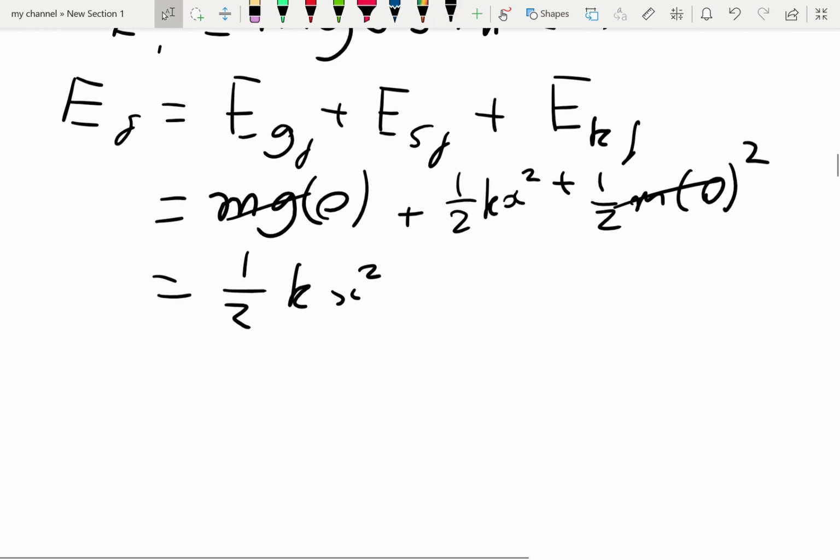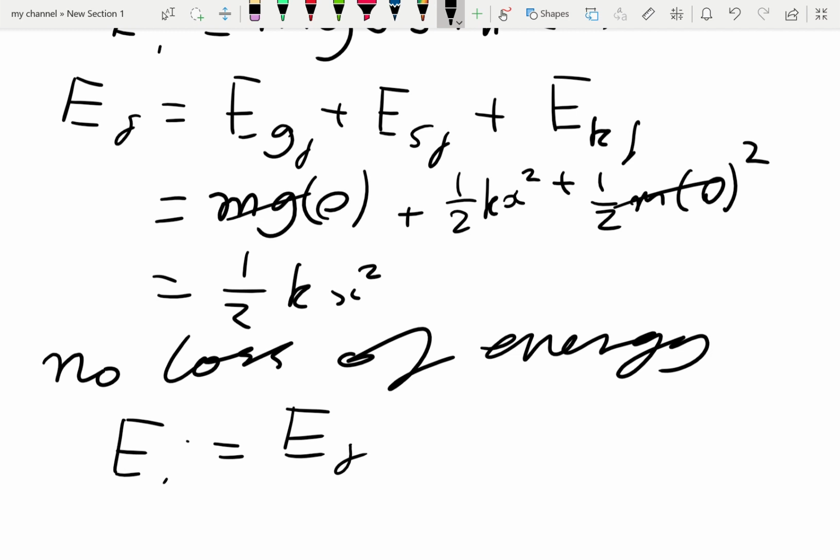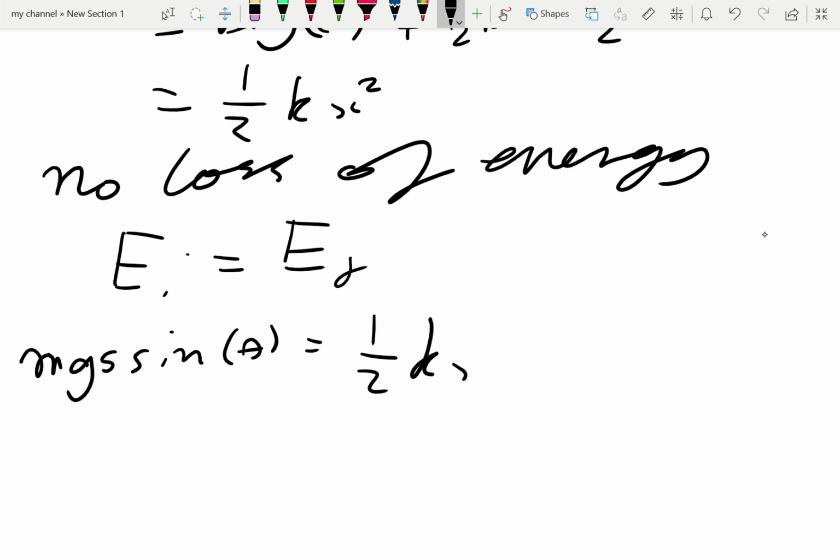Now, because there is no loss of energy, we have EI is equal to EF. And we can plug in our expressions we have for EI and EF. We have mgs sin theta is equal to 1/2 kx squared.